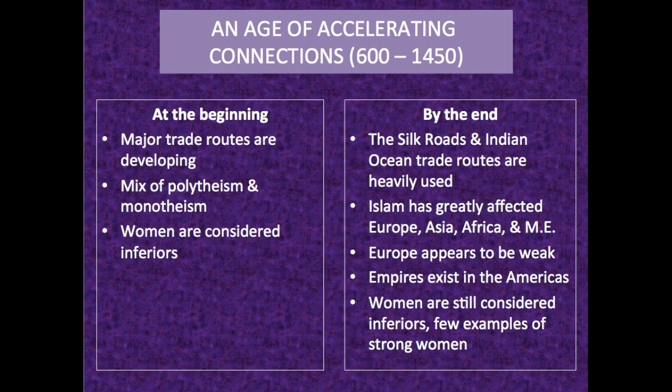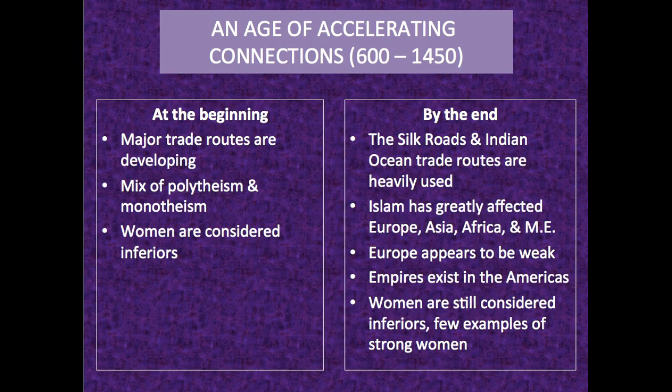By the end, the Silk Roads and the Indian Ocean trade routes are heavily used, especially the Indian Ocean trade routes. Islam has greatly affected Europe, Asia, Africa, and the Middle East. Europe appears to be weak at this time. You see a lot of splintering, you see a lot of issues.